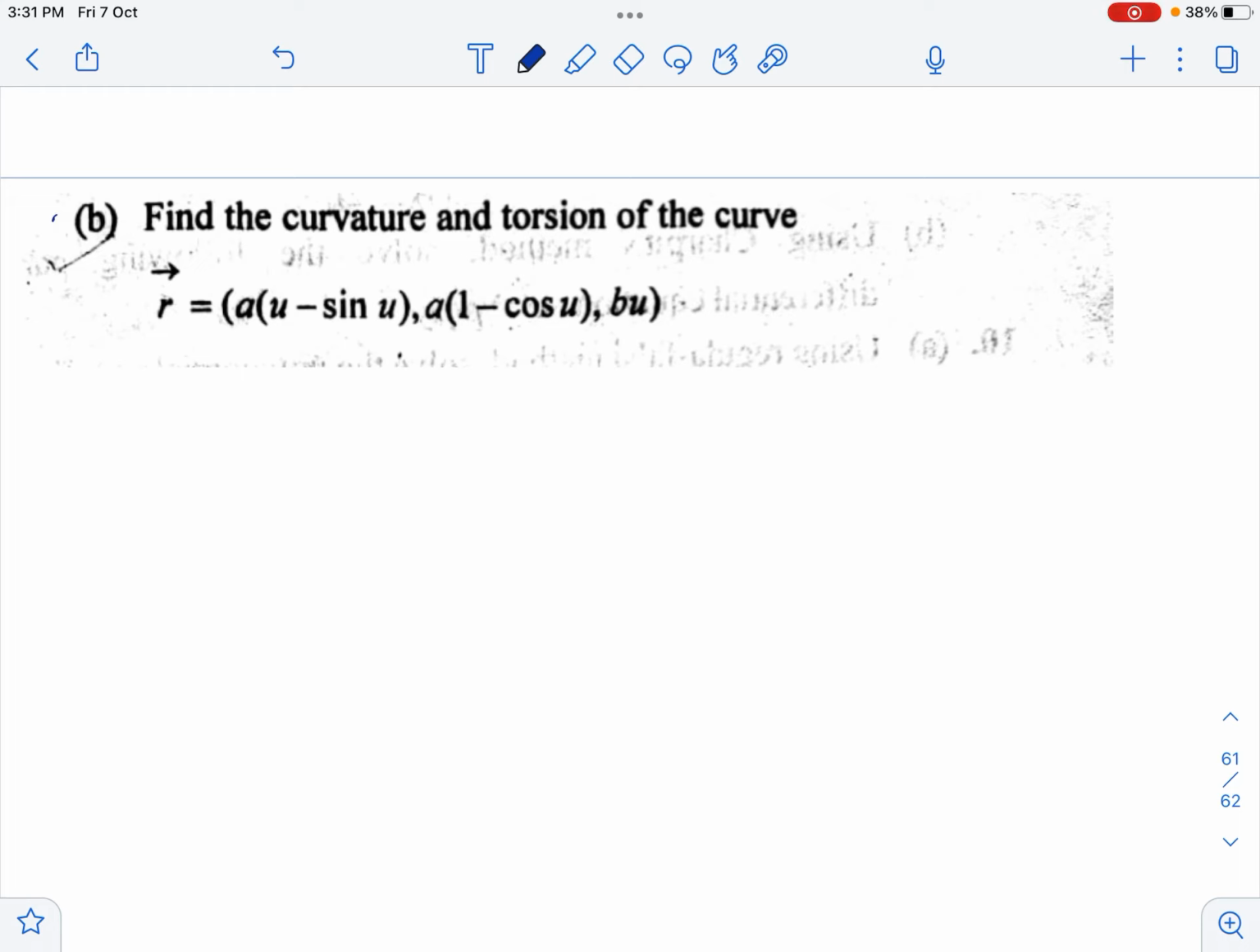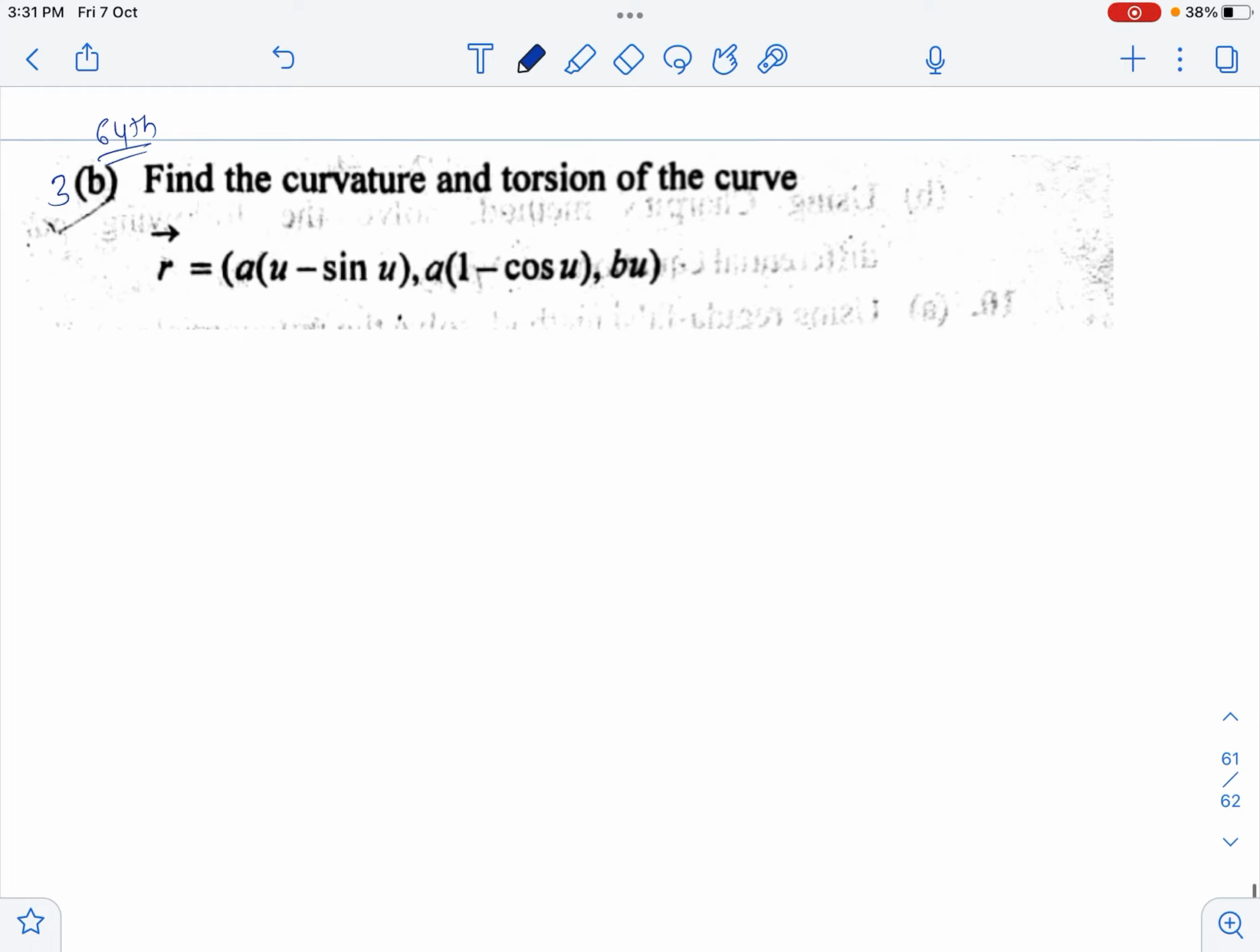Now let us solve question number 3B of the 64th BPSC mains examination, mathematics optional paper. It asks to find the curvature and torsion of the curve given by the vector r, where the x coordinate is a(u minus sin u), y is a(1 minus cos u) and z is bu. So let us solve this question.